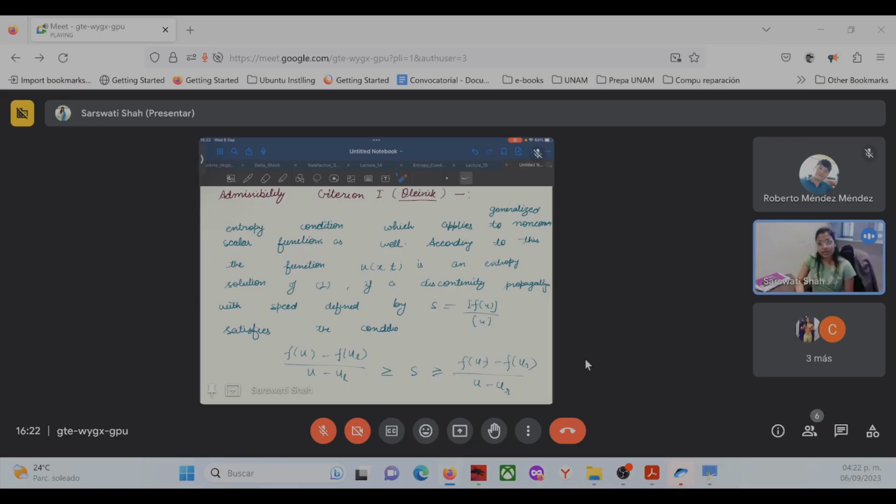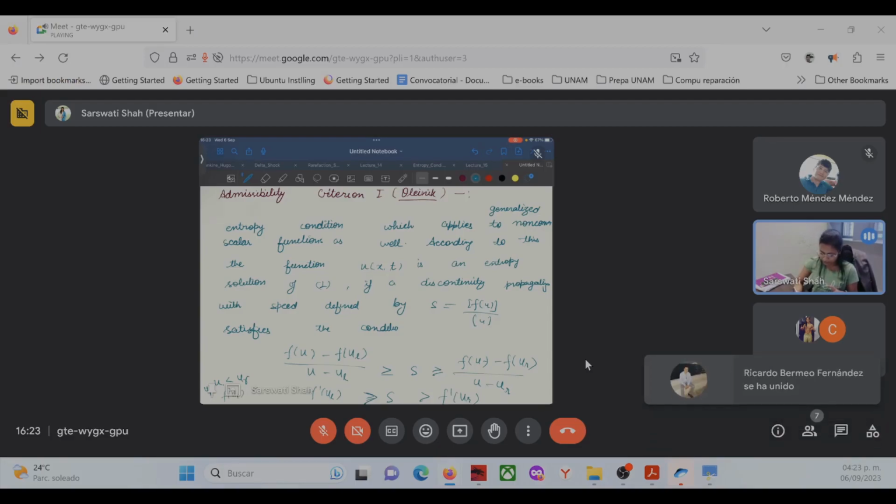When the flux function is strictly convex, this will reduce to f dash ul. So if you take u to be a point between ul and ur, then when your flux function is convex, you will get the condition f dash ul is going to be less than f dash ur.